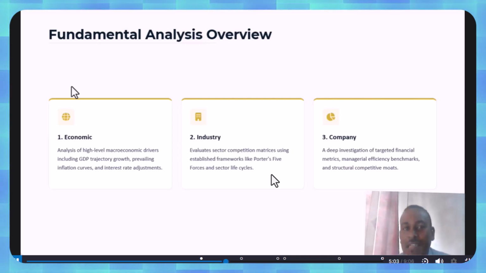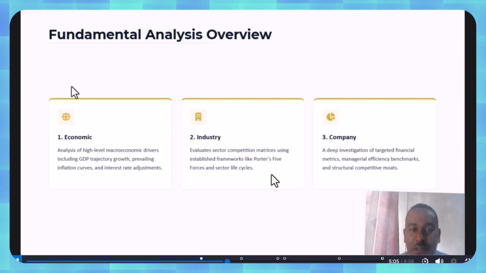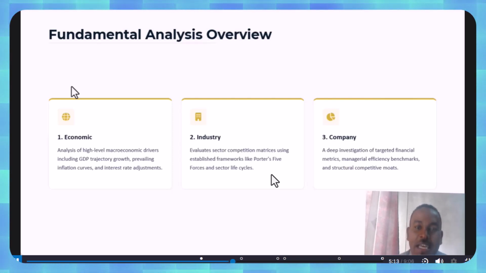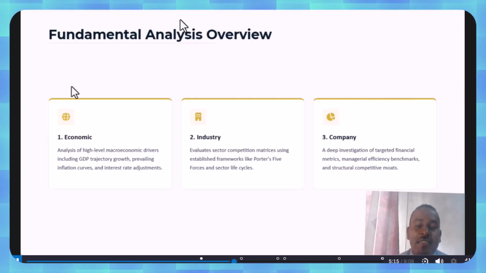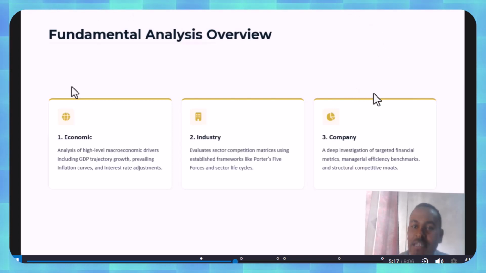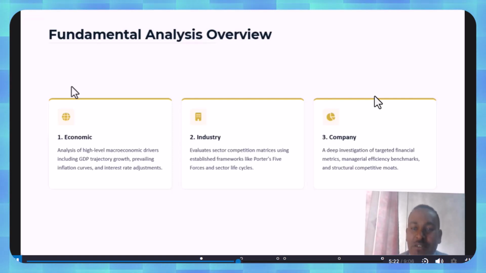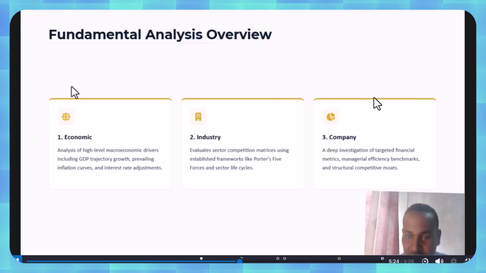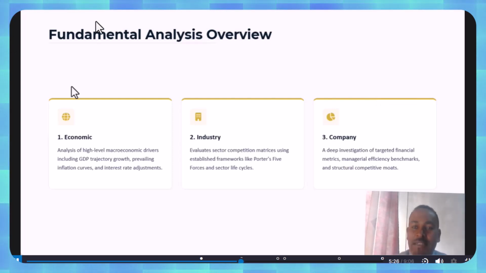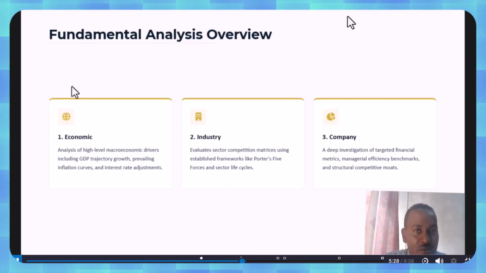Second, industry analysis. In industry analysis, we evaluate the sector competition matrix, the level of competition in that particular industry, using established frameworks like Porter's 5 forces and sector life cycles. Third one is company analysis. Here, we do a deep investigation of targeted financial metrics, managerial efficiency benchmarks, and structural competitive moats.